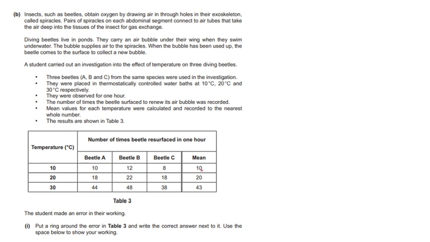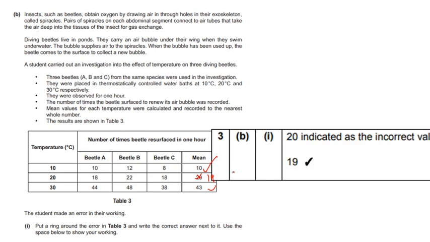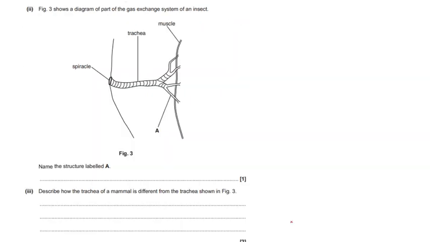10 plus 12 plus 8 divided by 3 is 10. 44 plus 48 plus 38, yeah, that is 43. If you add 18, 22 and 18 together and divide by 3, you do not get 19. Sorry, you do not get 20. Instead, you do get 19. So that's what I'm looking for. Some sort of indication that 20 is incorrect by circling it or crossing it or whatever. And then you've written the number 19 either in the table or in the space below, either way.